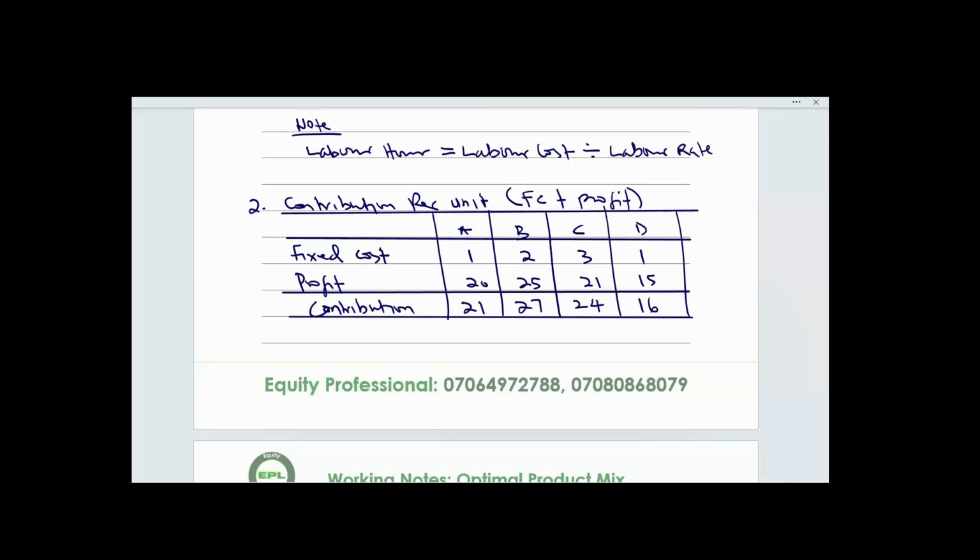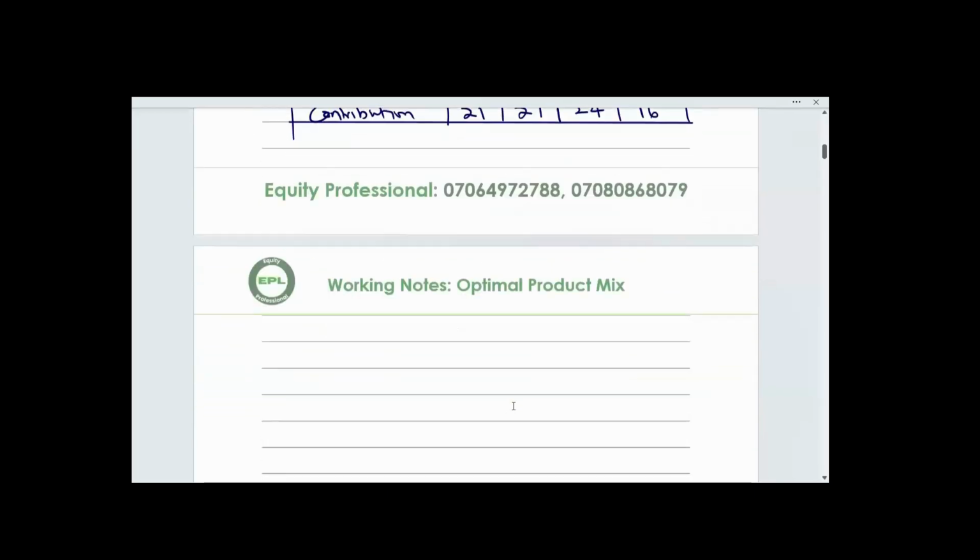Now that we have contribution per unit, step 3 says we should confirm if management has placed priority or given minimum allocation to each of the product line. In the question, we are not told to give minimum allocation to each product line. Therefore, you are going to skip or ignore step 3. You move to the next step, which is step 4. Step 4 says you should determine contribution per key factor, which we know is labor hour.